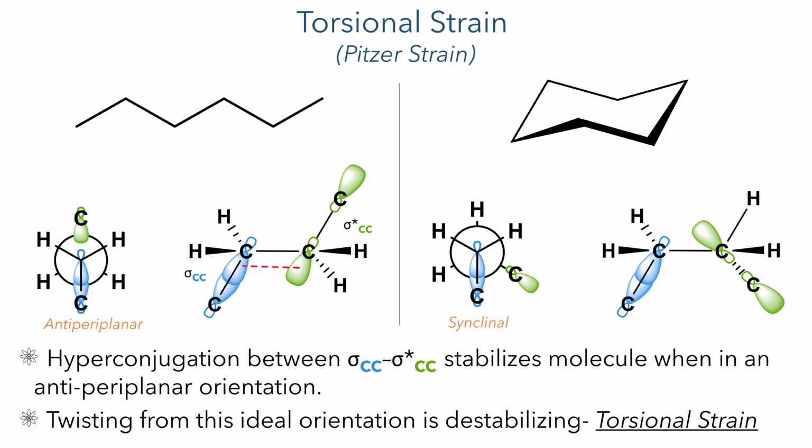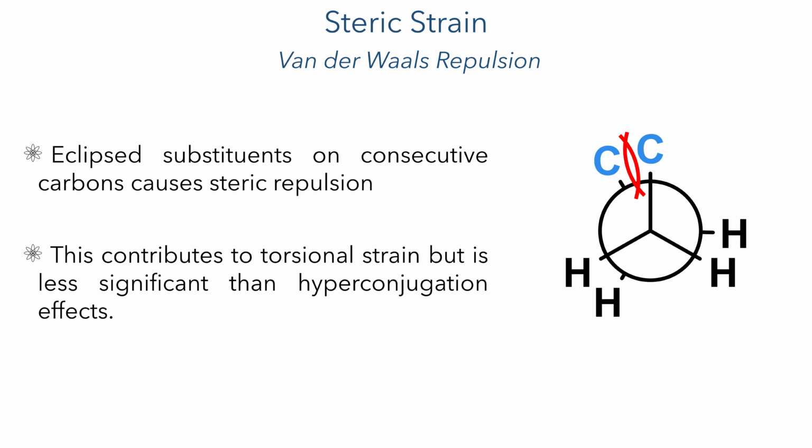The next strain we will look at is torsional strain. As we saw earlier, there is a stabilizing effect that occurs when an antiperiplanar relationship is adopted due to hyperconjugation between carbon-carbon bonding orbitals and carbon-carbon antibonding orbitals. The ring structure forces the molecule to twist away from this ideal orientation and adopt a synclinal conformation, and this destabilizing effect is known as torsional strain, sometimes referred to as Pitzer strain. Related to this is van der Waals repulsion, which occurs on eclipsing substituents. While this contributes to torsional strain, it is less significant than the hyperconjugation effects.